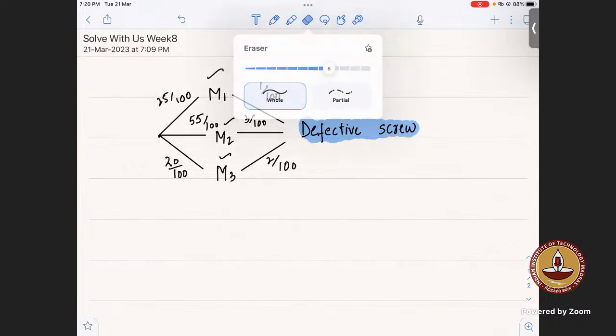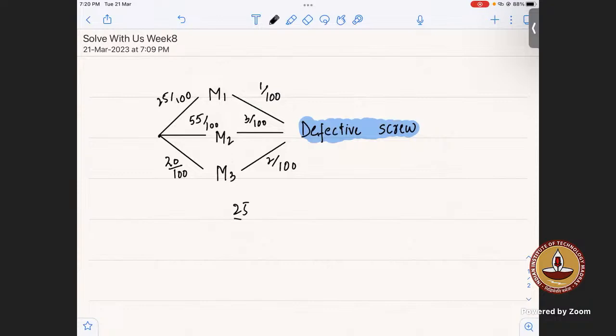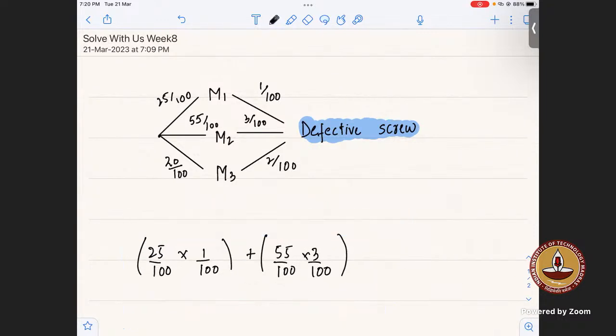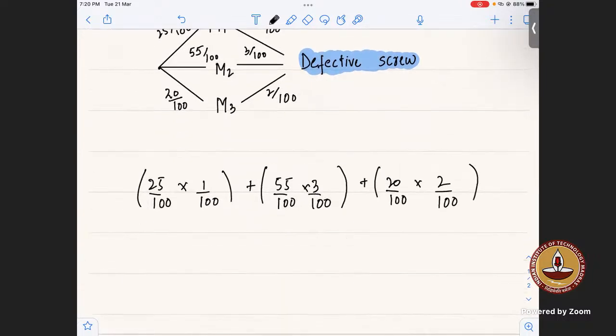Now, what will be the probability that the screw is defective and that it came from machine 1? 25 by 100, 0.25 into 0.01, that is 1 by 100, right? So either we will have this, or it might be the case that it came from machine 2. So what will be that probability? 55 by 100 into 3 by 100, right? Or what else can we have? We can have that it came from machine 3. So 20 by 100 into 2 over 100. So these are all the possible ways, probabilities, in which we will get a defective screw, right?